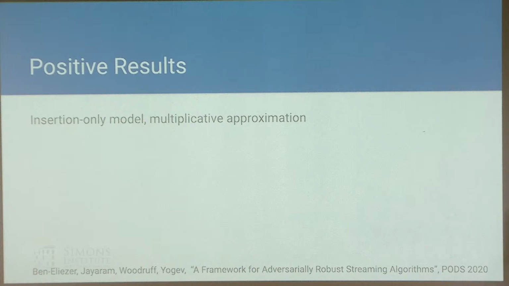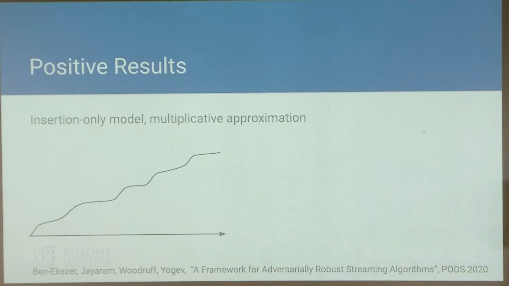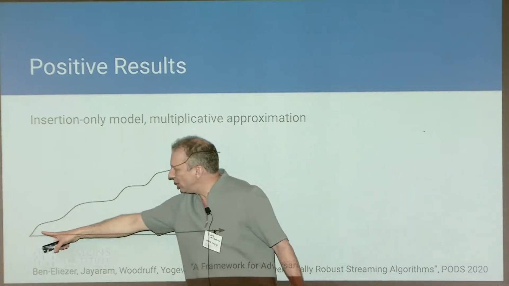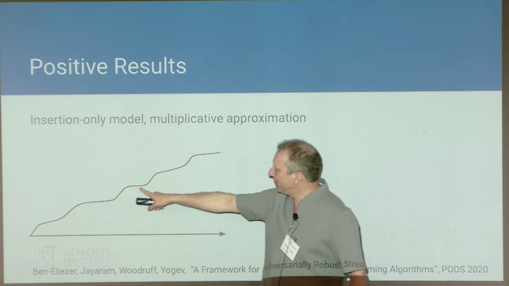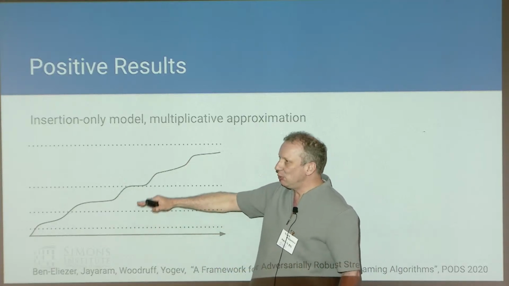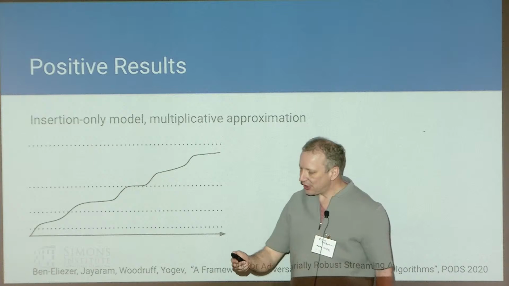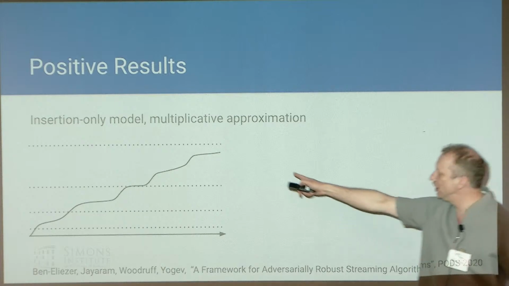It offered a very insightful, very encouraging positive result in a fairly restrictive model of insertion-only multiplicative approximation. And the insight of that paper was that in the insertion-only model with multiplicative approximation, the count only goes up. If we are targeting multiplicative approximation to the current count, there are only so many discrete values that we'll ever need to output, as long as we want to be within a multiplicative approximation to where we are.